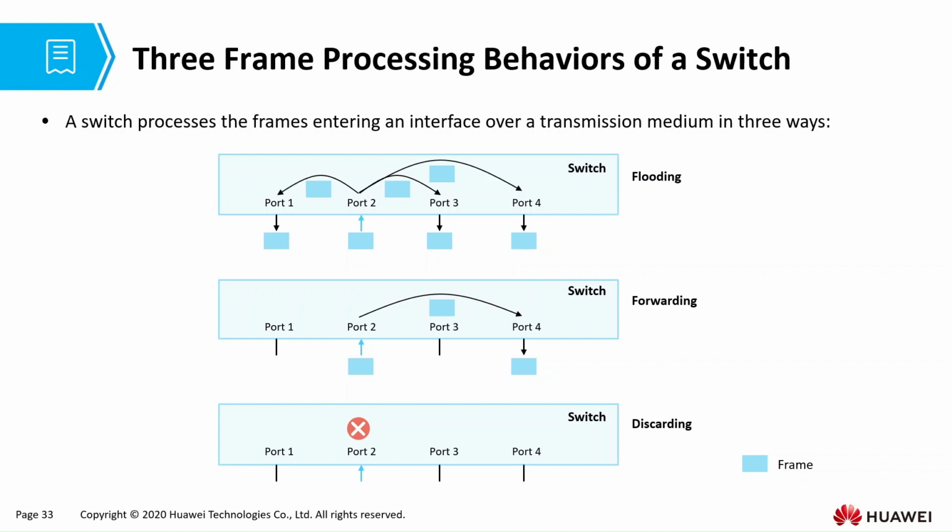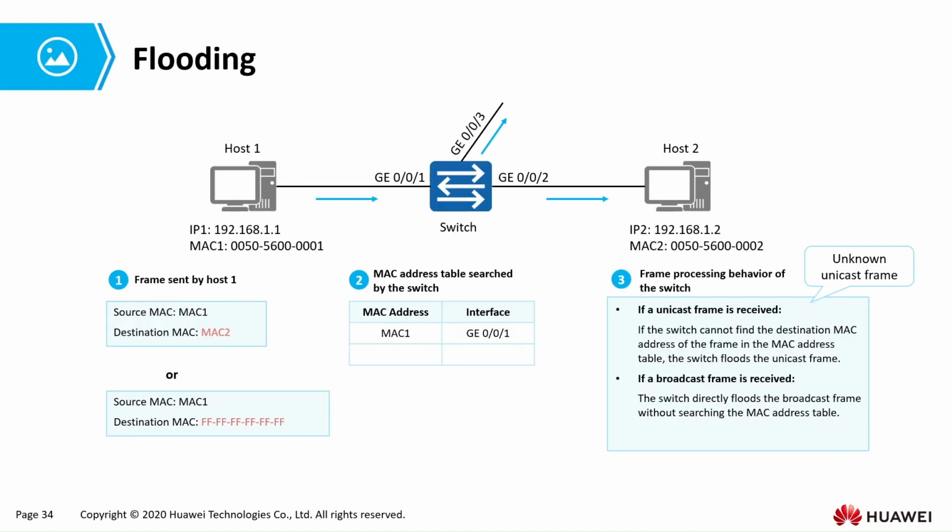So how does the switch actually behave? It will do flooding, it will do forwarding, and also it will do discarding. But discarding is a special case. It's not like layer 3 routing, where if there is no entry, you discard. Later we will explain them one by one. Now we're going to look at the first scenario.